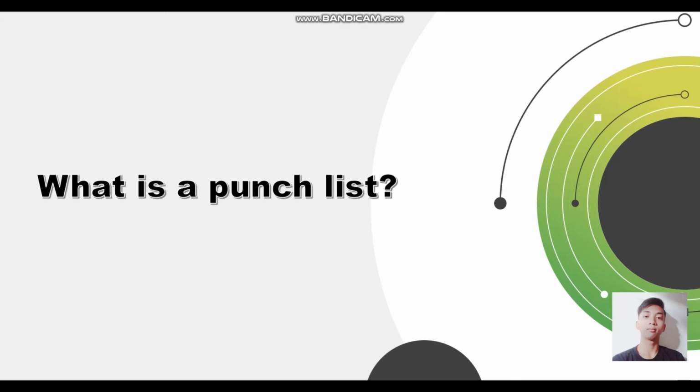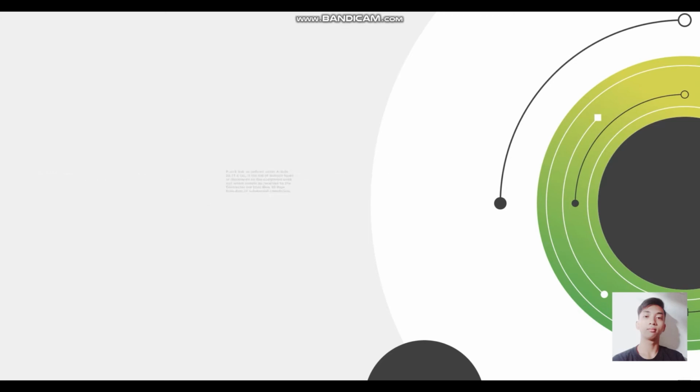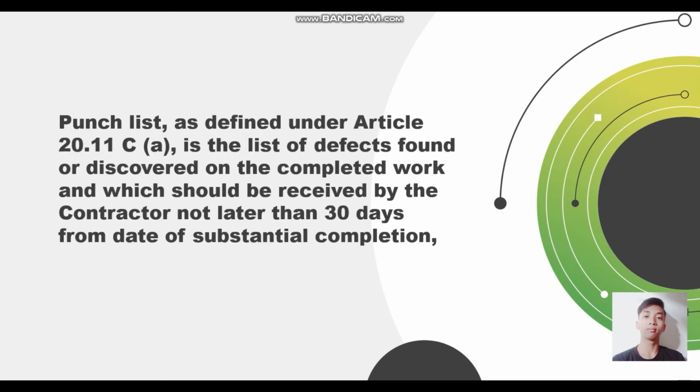What is a punch list? Punch list, as defined under Article 20.11c, is the list of defects found or discovered on the completed work and which should be received by the contractor not later than 30 days from date of substantial completion.